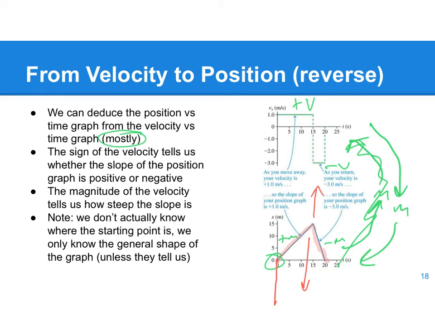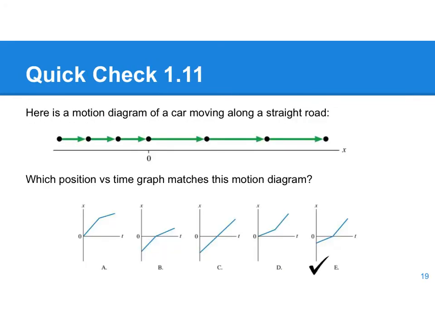I don't actually know where the starting point is. We only know the general shape. And calculus people are really good with this because they know that this is technically an indefinite integral. So they don't know the constant, and the constant would be the initial starting position. So we can use velocity versus time to make position versus time graphs, but if I don't know where I'm starting, I don't necessarily know where I am.